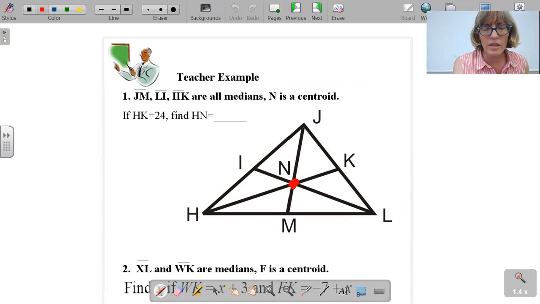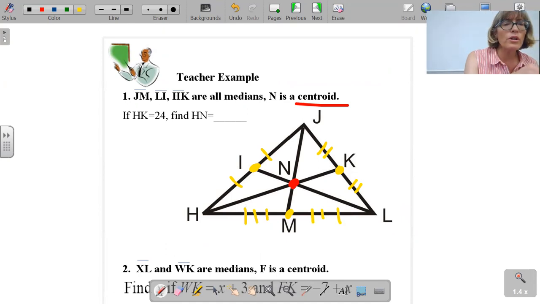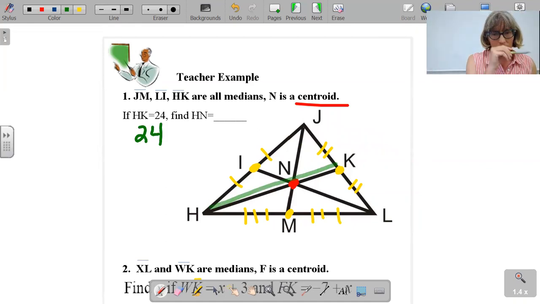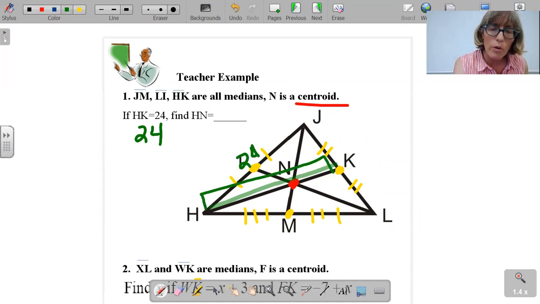N is being identified as a centroid. All 3 segments are medians, which means that's a midpoint. Just put your hatch marks on there just so you reinforce that these are all midpoints. And we are told that H all the way to K is 24. We want to find H to N. So this whole thing is 24.